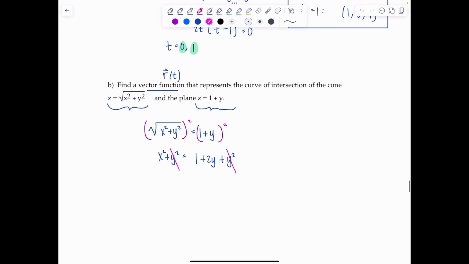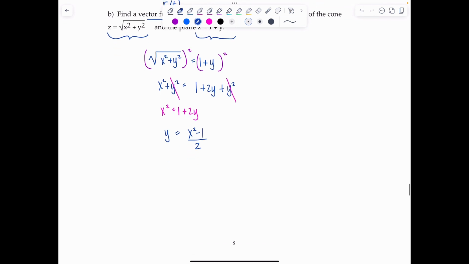And then you have to make a decision. Should I solve for x or y? The answer is y, because if you solve for x, you're going to have plus or minus a square root. And we don't want to give a vector equation that way, because one part's going to represent the positive, one's going to represent the negative. That's too messy. So we have right now x squared equals 1 plus 2y. We're solving for y. So y equals x squared minus 1 over 2.